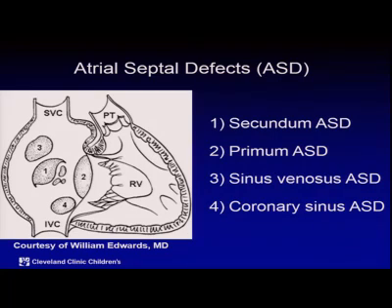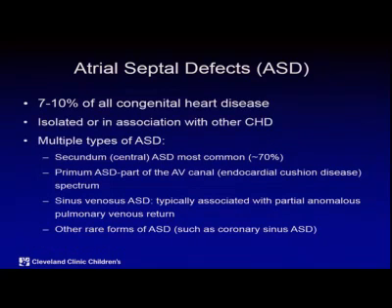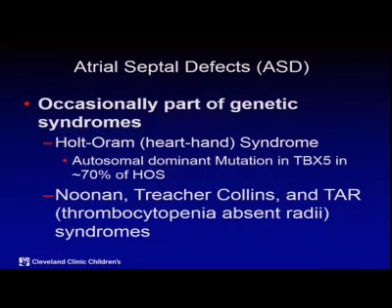On the other hand, sinus venosus ASD is less common. It occurs in the superior part of the atrial septum, and since this is pretty close to the pulmonary veins that come to the left atrium, it is typically associated with partial anomalous pulmonary venous return. Occasionally, ASDs are part of a genetic syndrome, such as Holt-Oram or Hart-Hand syndrome, but also could be part of other genetic syndromes like Noonan's.